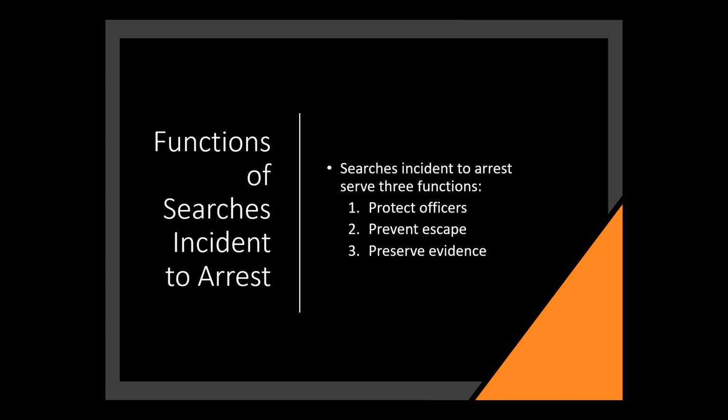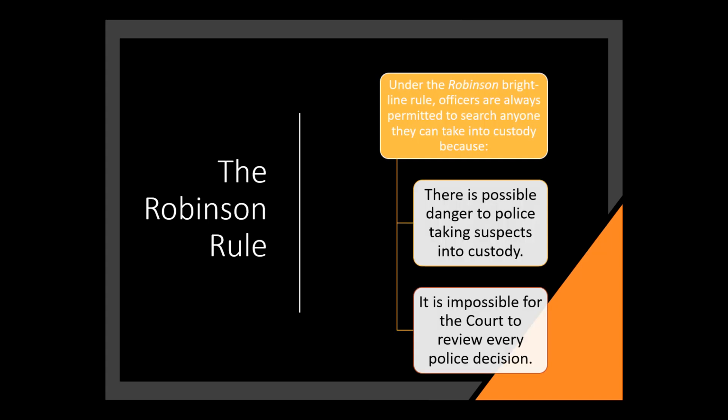Now let's look at how that plays out in something called the Robinson Rule, which is when you're going to stop someone for committing a crime while they're driving their car. And the Robinson Rule is a bright line rule, and it says officers are permitted to search anyone they can take into custody because there's a possible danger to the police when you take them into custody. And it's really something we're going to leave up to the police because it's impossible for the court to review every single police decision.